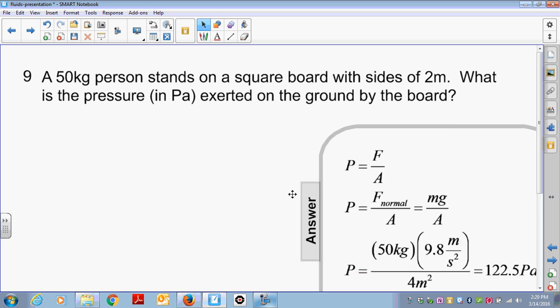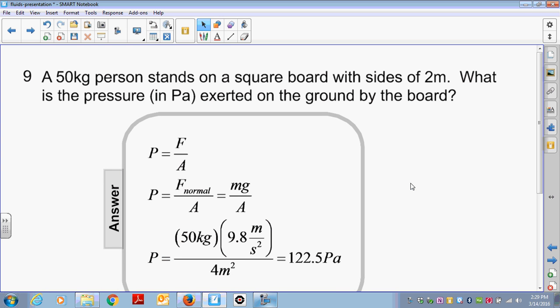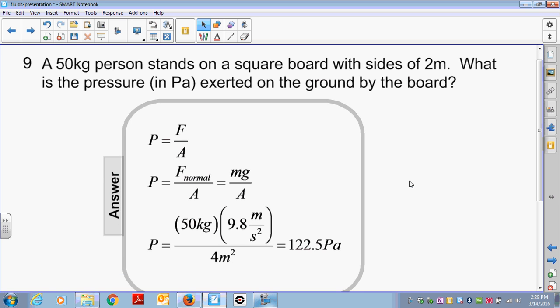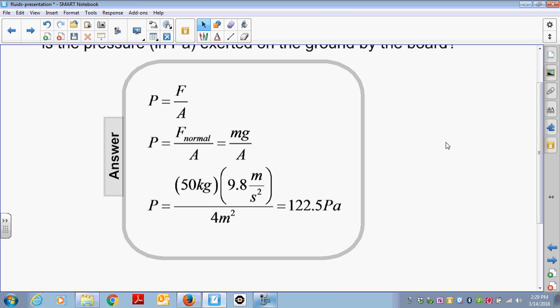Okay, so let's take a look at your answer. Pressure is equal to force per unit area. The force in this case is the force perpendicular to the cross-sectional area. That's going to be the person's weight. So we have mg divided by the cross-sectional area. The cross-sectional area is going to be the length times the width of the square. So that gives us 4 meters squared. Substituting into the equation, we end up with a pressure of 122.5 pascals.